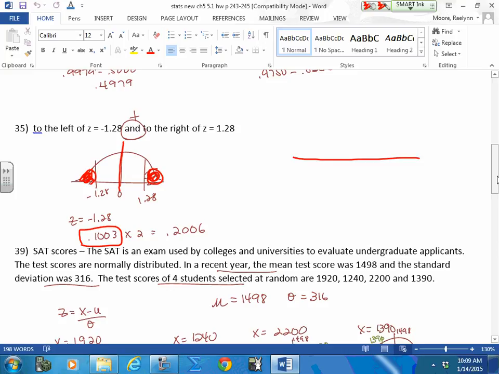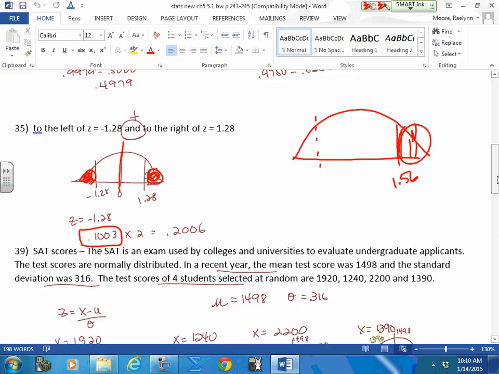Now apply that thought to this. I want the area to the right of 1.56. All I want is this area right here. What's the short way to do it then? Without subtracting 1, what's the short way to do it? Apply the concept that we just did here. This area and this area are the same. All I want is the area to the right of 1.56.